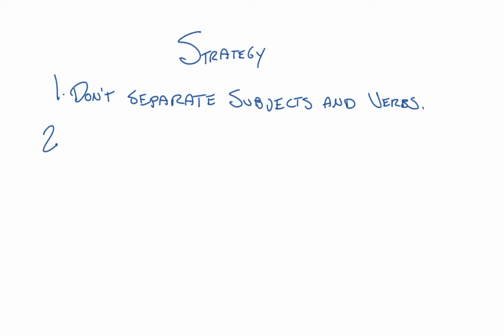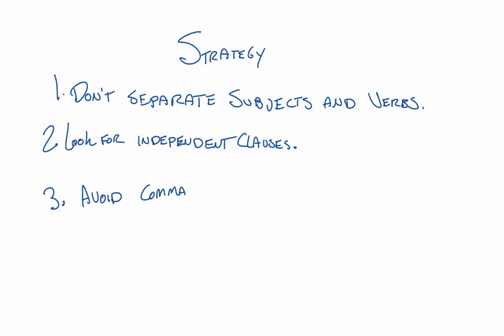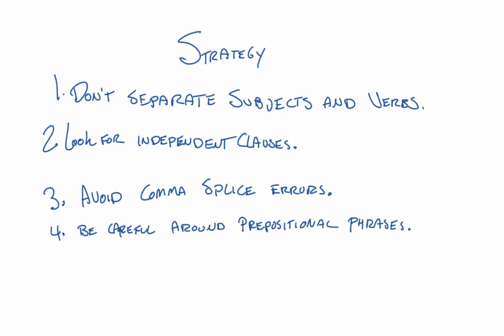Second, look for independent clauses. Semicolons, colons, and single dashes need to follow independent clauses. If they don't, eliminate that choice. And third, related to that, avoid comma splice errors. If you see two independent clauses united by only a comma, that's no good. That choice can be eliminated. And finally, fourth, be careful around prepositional phrases. There are very few good reasons to separate a preposition from the other words it's connected to.